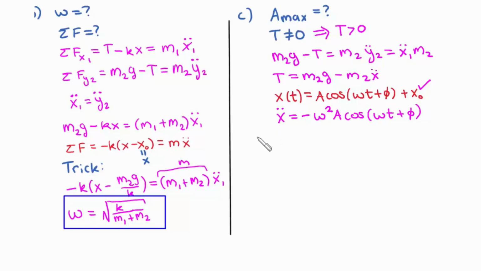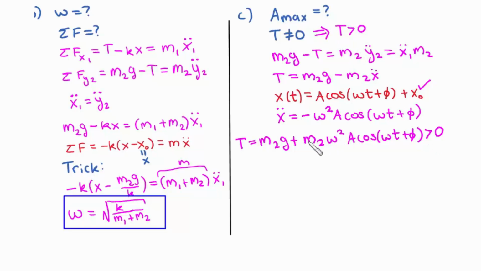Now all I have to do is substitute this into my x double dot over here. So I'm going to have that my T is equal to m2g minus m2, and then we have a minus and a minus, so this is plus omega squared A cosine of omega t plus phi. And from what I said over here, this all has to be bigger than 0. This was my condition.